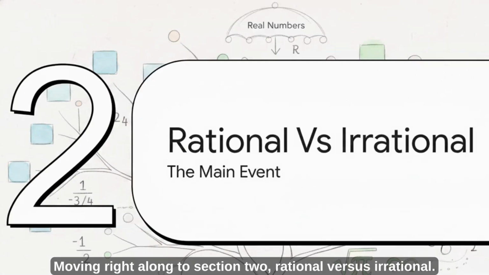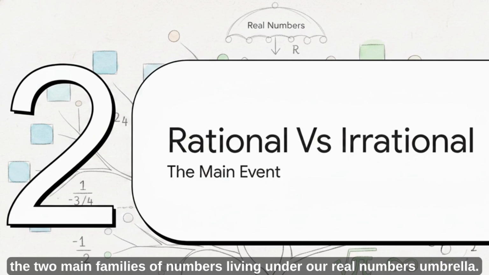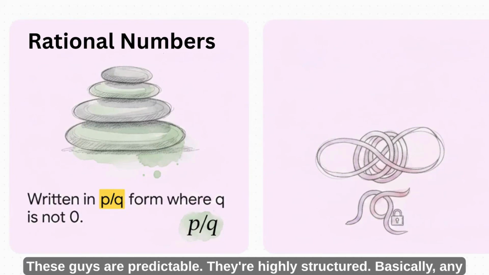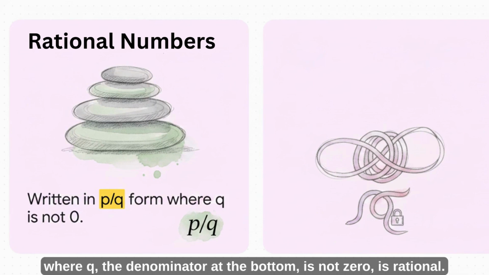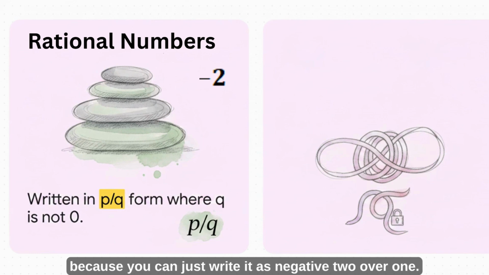Moving right along to Section 2, rational versus irrational. This right here, this is the main event of today's class. We're going to learn exactly how to spot the difference between the two main families of numbers living under our real numbers umbrella. On one side of the family, we have rational numbers. These guys are predictable. They're highly structured. Basically, any number that you can write in a p over q fraction form, where q, the denominator at the bottom, is not 0, is rational. Even a whole number, like, say, -2, is rational, because you can just write it as -2 over 1.